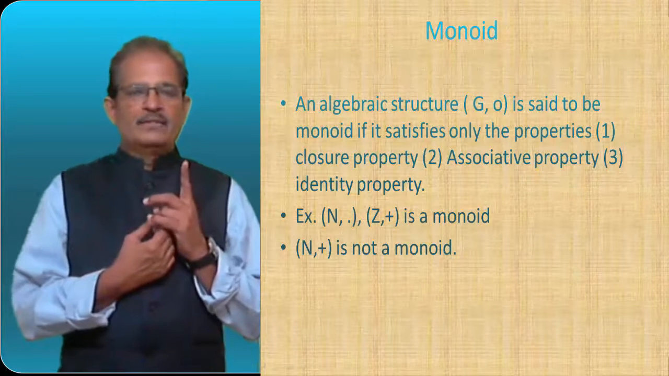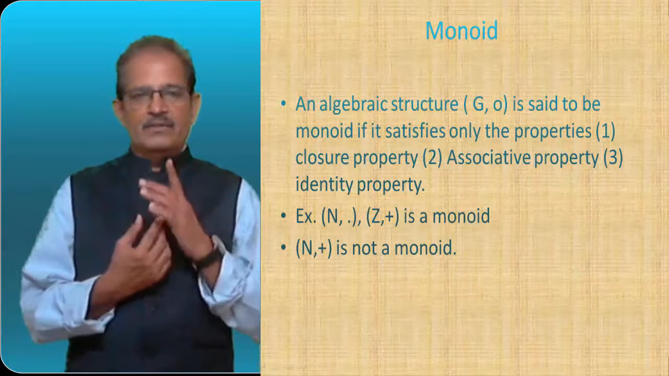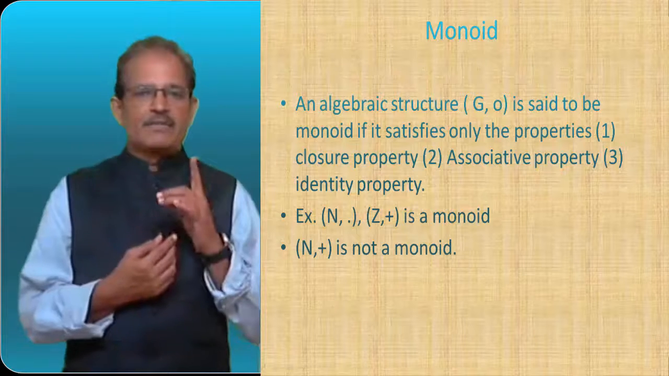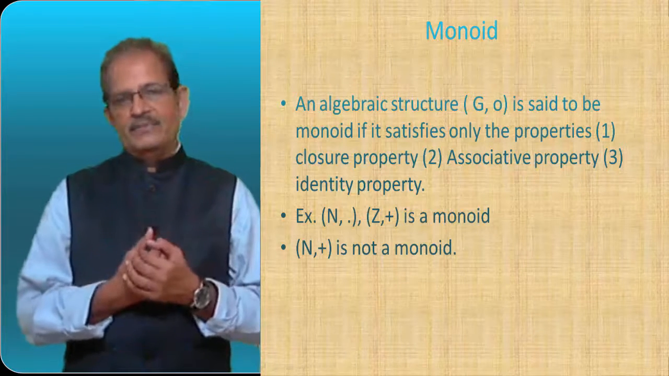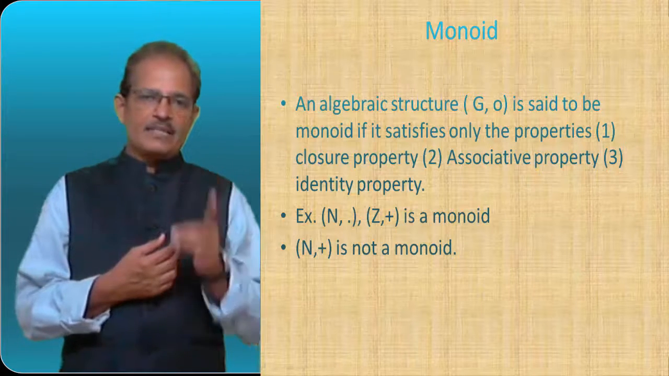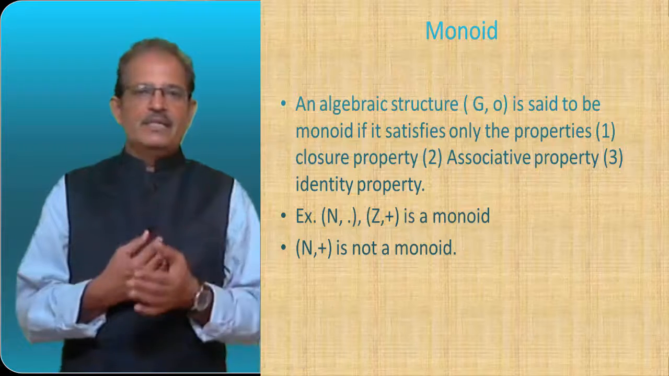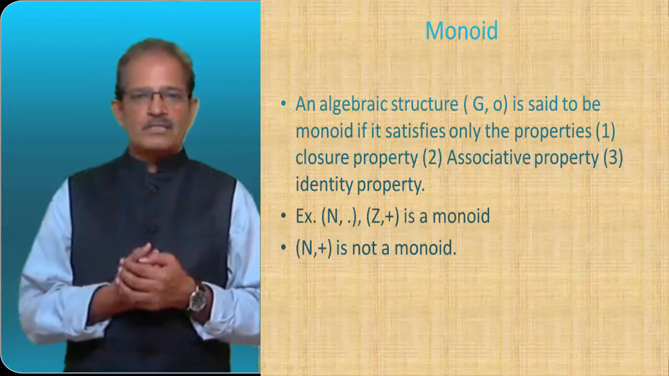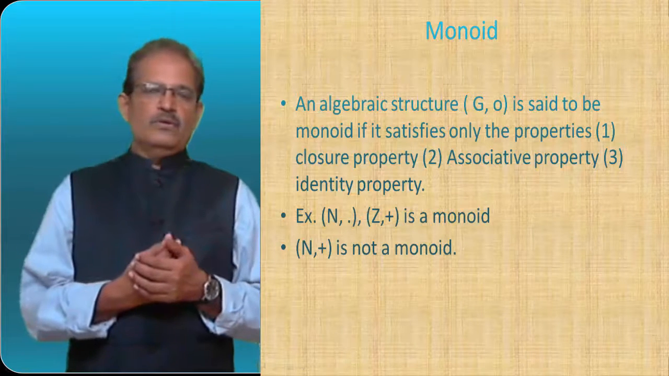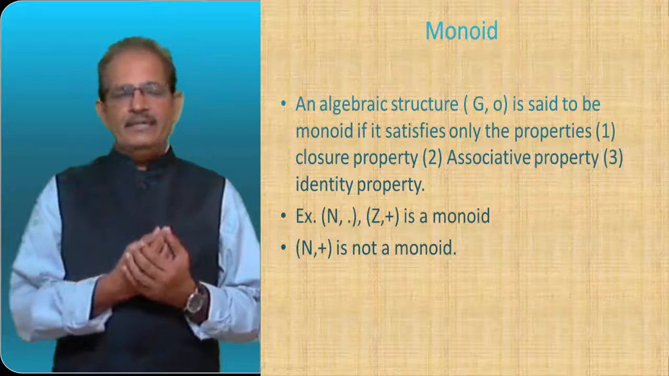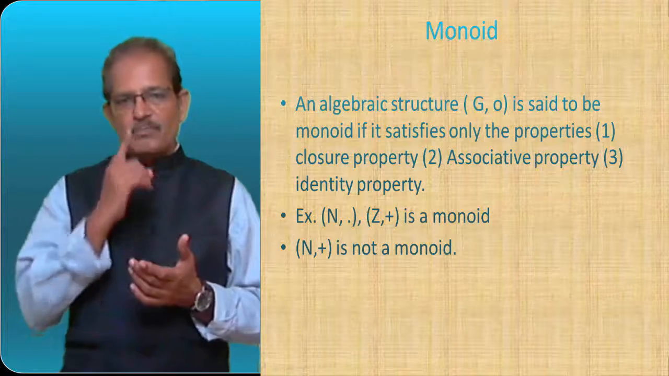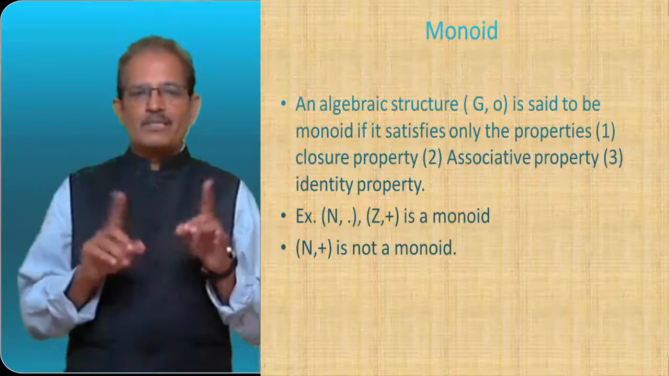So, set of natural numbers N with usual multiplication (dot) is a monoid. Set of integers Z with addition as binary operation is also a monoid. Likewise, set of natural numbers N with plus is not a monoid because plus is addition of natural numbers. So, it fails in finding identity element because for addition, identity element is 0. 0 does not belong to N. That's why (N, +) is not a monoid.